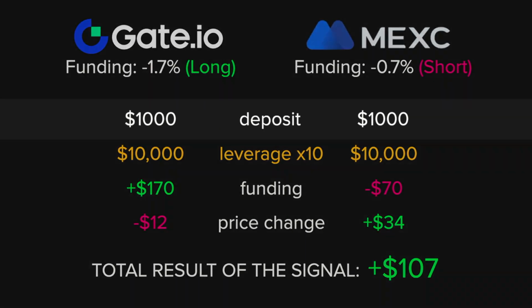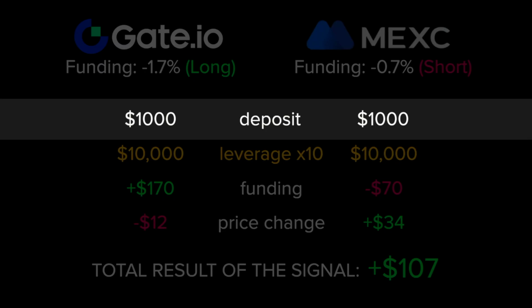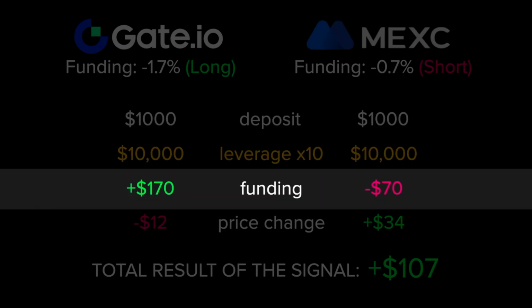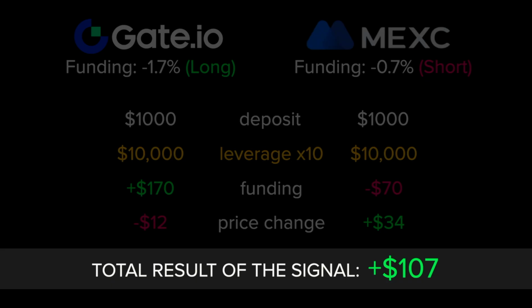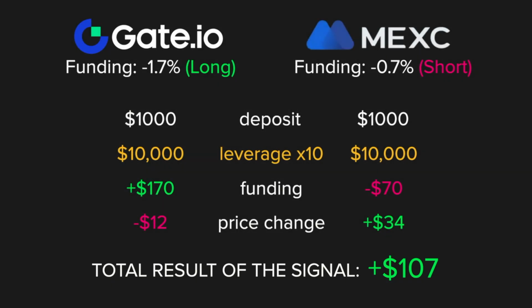Details of this pair. Deposit $1,000, entered with 10th leverage. Funding from the long, +$170. Funding charged on the short, -$70. Total result, taking into account price movement and commissions, +$107.